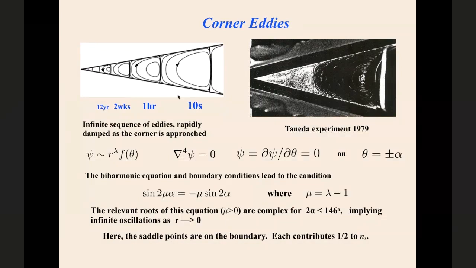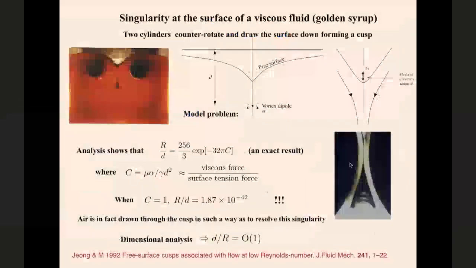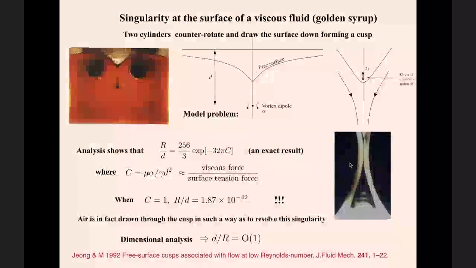Now, you might say, well, there's many elliptic points, but where are the saddle points? Well, they're all on the boundary, in a sense. Half of a saddle point is here, for example, and the other half is here. So for every elliptic point, there are two half saddle points. So each contributes a half to the number NS, the number of saddle points. So Euler's theorem is valid with this qualification about boundary saddle points.